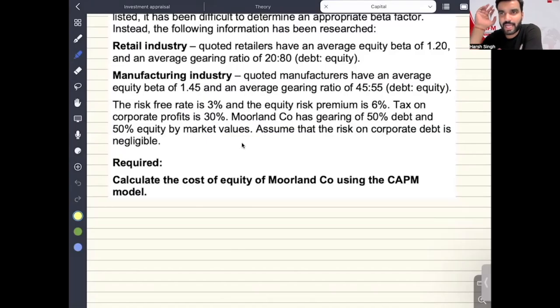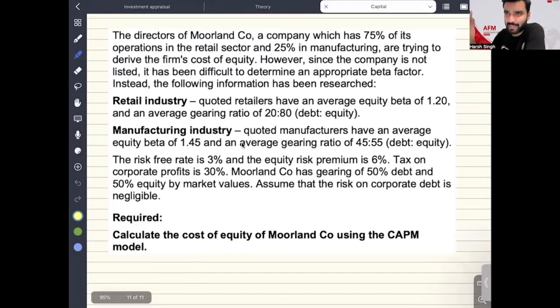Okay, everyone. So let's start this question in the very same style of question that we have been solving. The directors of Moorland Company, a company which has 75% of its operation in retail, 25% in manufacturing, are again trying to find out their average cost of equity. Now, in this question, again, we have been provided with two things: retail industry and manufacturing industry equity beta.